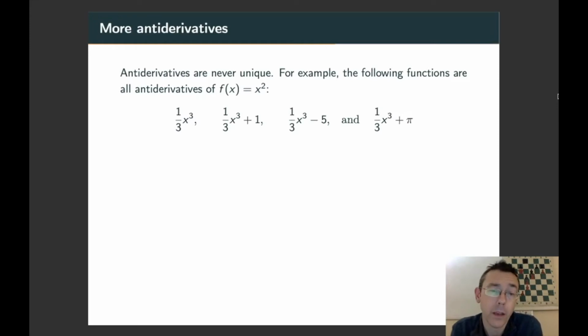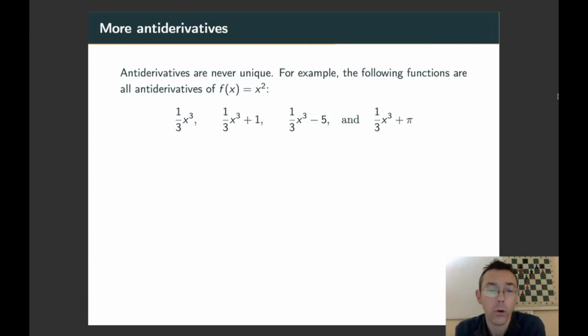Antiderivatives are not unique, however. If we have a function, x squared, we can often make many antiderivatives. So all four of these functions here have the same derivative. The derivative of every one of them is x squared. Notice that they differ only by a number being added on at the end: plus 1, minus 5, plus pi. When you differentiate any one of these functions, that number added on at the end will differentiate to 0. So that's why the derivative is always the same.